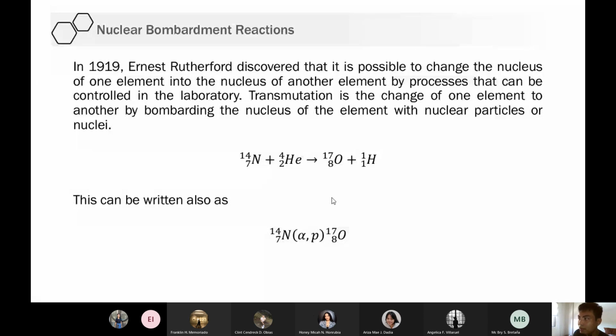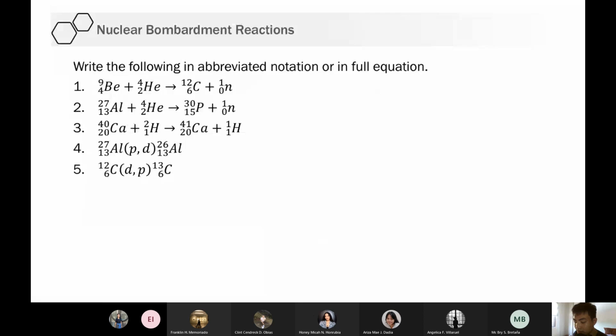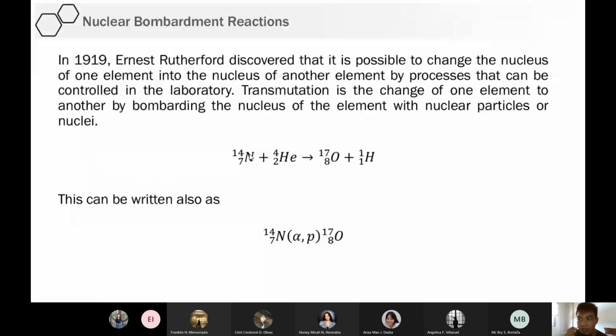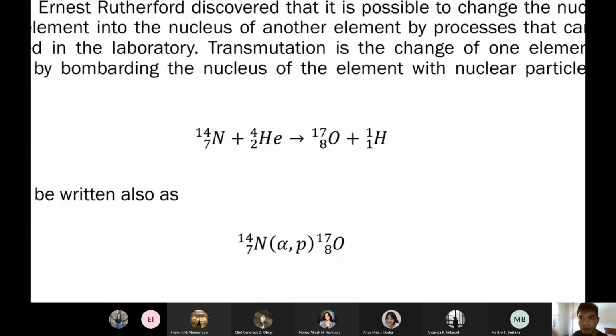So, itong nuclear bombardment reaction natin, this can be simplified, no? Paano? Yung mga elementary particles natin such as alpha, beta, gamma, mga positron, pati mga protons, no? Iko-condense mo siya. Okay?